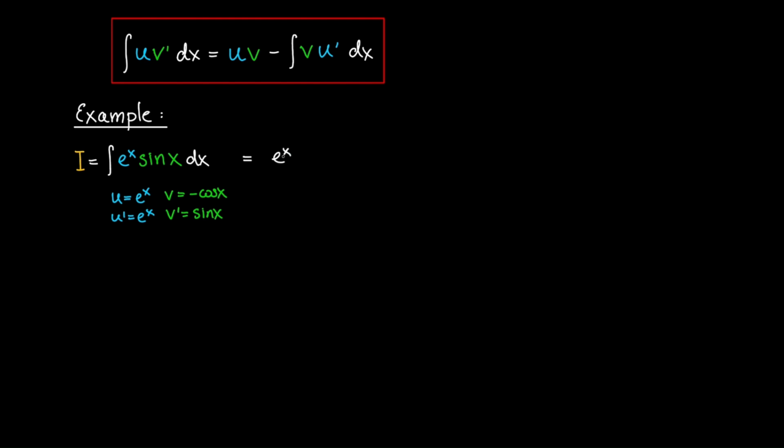Now that means that next up we're going to have e^x times cosine x with a negative in front because of our v here, and minus the integral of u prime, e to the power of x times negative cosine x. Now please note, since cosine x carries a negative sign and integration by parts also carries a negative sign, I can simply change this to a plus. Okay, now for the other integral that we got here, you might notice that we need to use integration by parts once again.